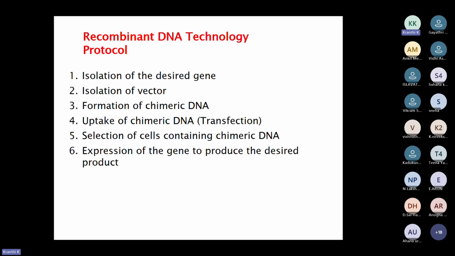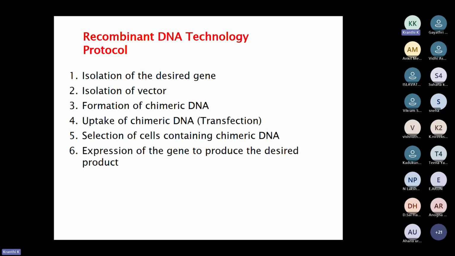Now, this is the recombinant DNA technology protocol. First, we have to isolate the desired gene. Later, isolation of the vector. What do we mean by vector? A vector is nothing but an intermediate, or we can call it a carrier. Mosquitoes are vectors because they carry diseases. Flies are vectors. Vectors mean intermediate hosts.